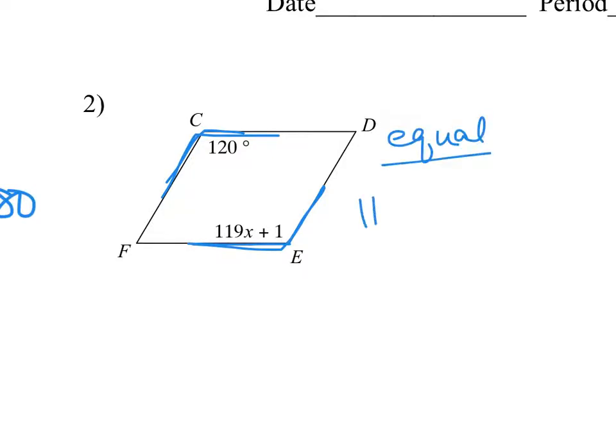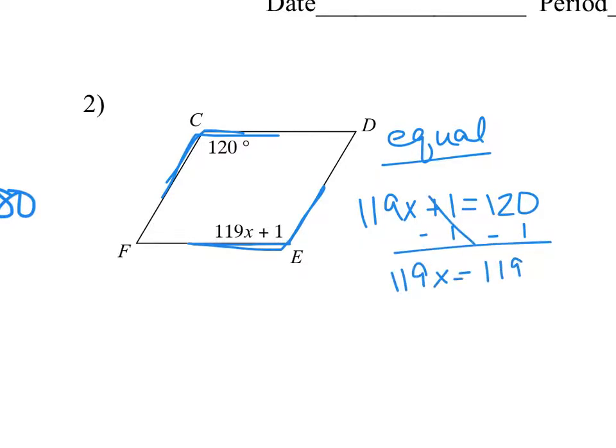So then 119x plus 1 is equal to 120. And we just solve. So 119x equals 119. So x is 1, but just to prove it to us, done. Okay, so right now all we're finding is x.